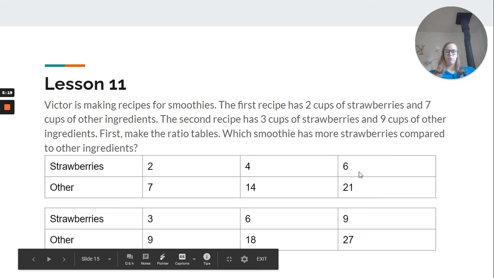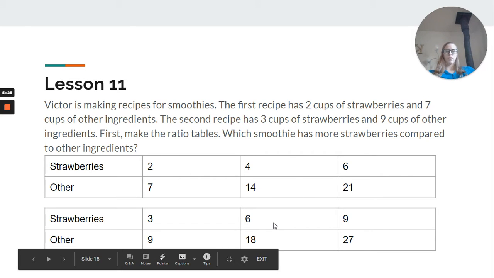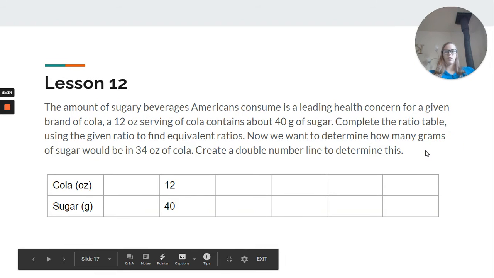Well, we know that if there's 6 cups of strawberries, there's 21 cups of other ingredients in the first smoothie. There's 6 cups of strawberries in the second one. There's 18 cups of other ingredients. So compared to other ingredients, the second one has more strawberries.